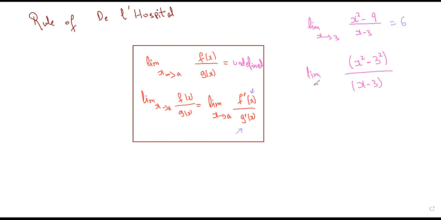So its limit x going to 3. I'll just simplify this. It can be written as x plus 3 into x minus 3 divided by x minus 3. Again, the limit is x going to 3. x minus 3 and x minus 3 can be cancelled. And now when I plug in the limit, this would give me 6. Okay, so this way, or by using the L'Hopital's rule, you can do it.